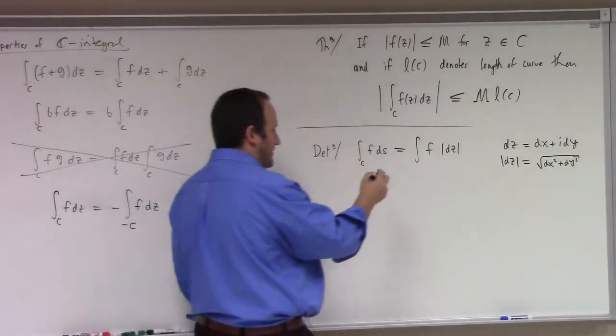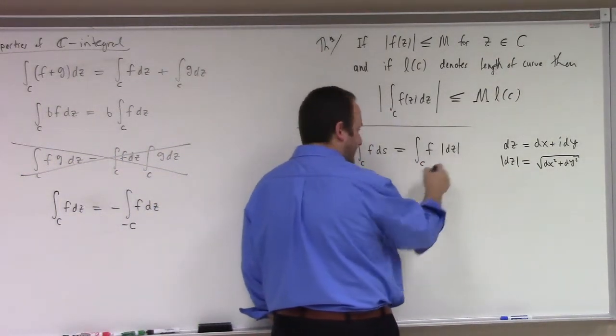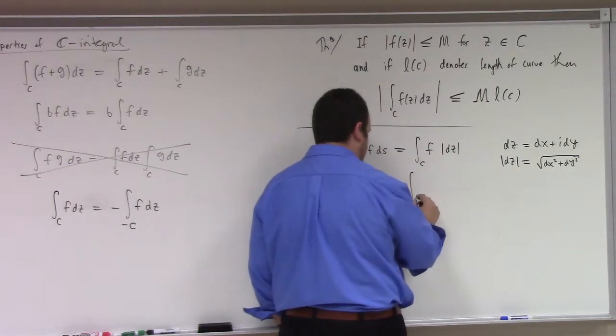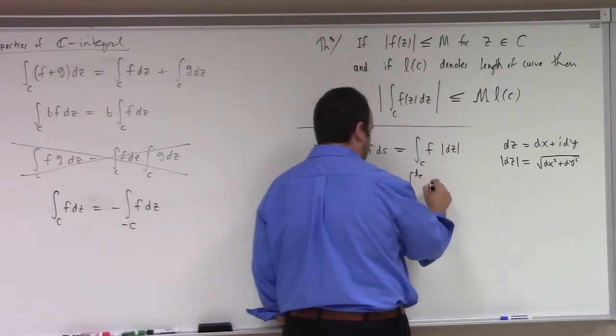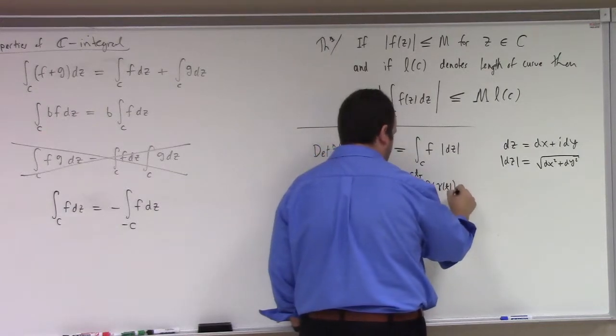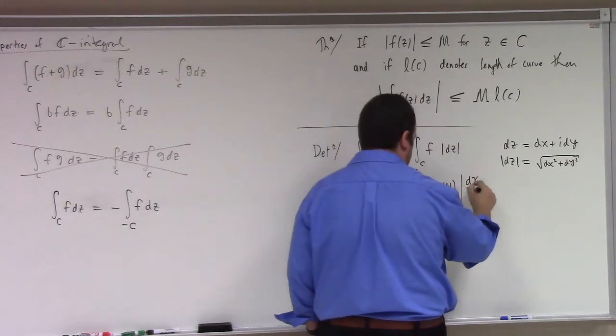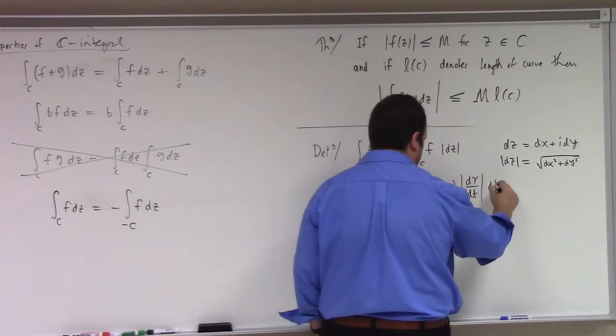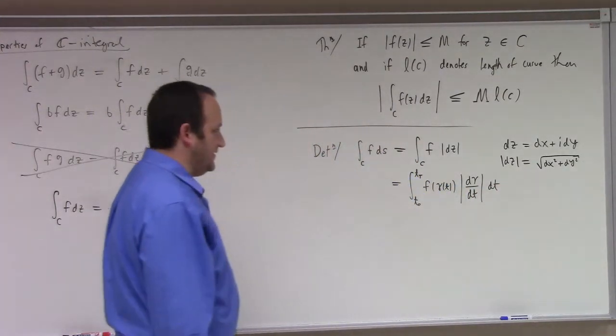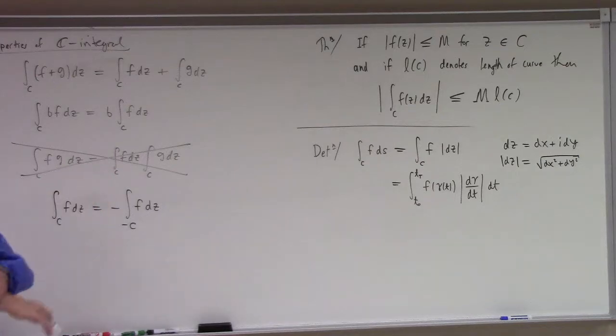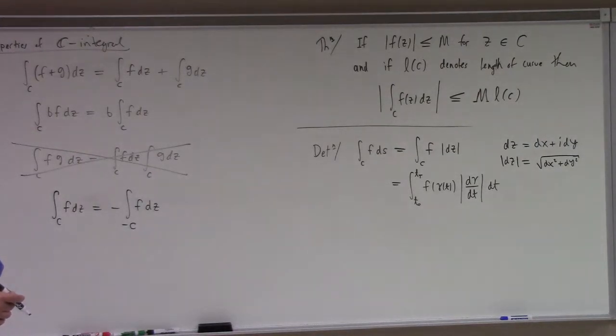How would this actually be calculated? Specifically, this would be the integral from t naught to t sub 1 of f of gamma of t times the modulus of d gamma dt. So you take the magnitude of the velocity, which is the speed, and integrate it against f over time as appropriate.